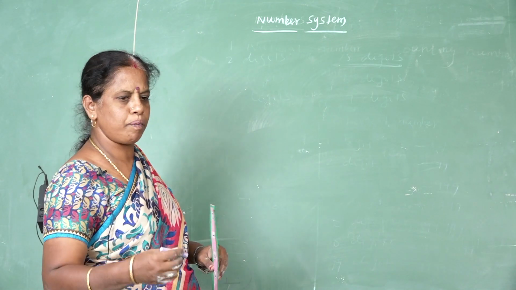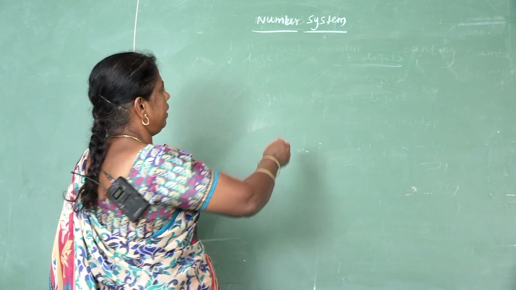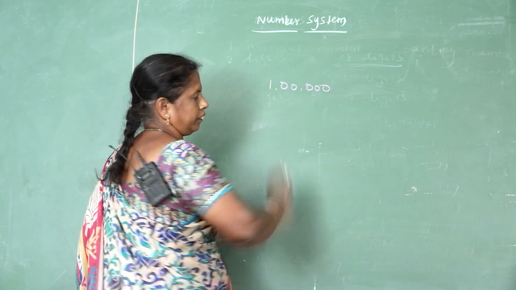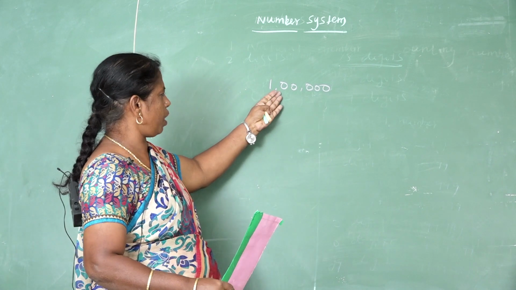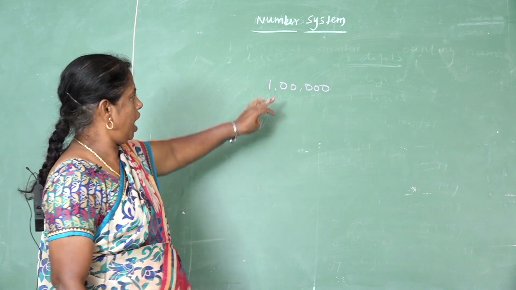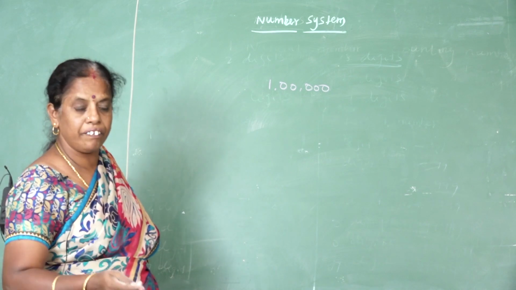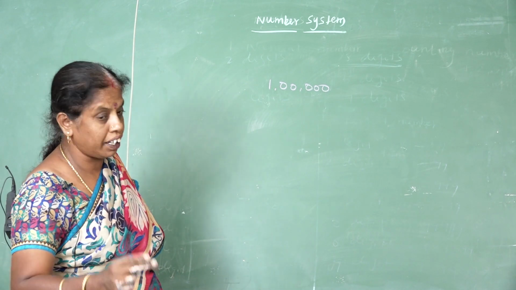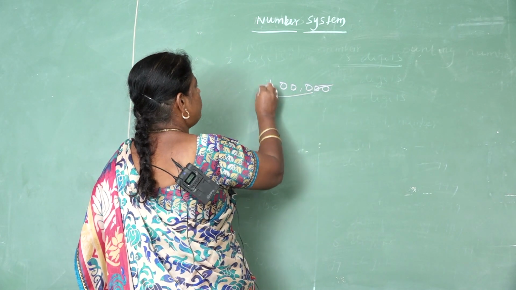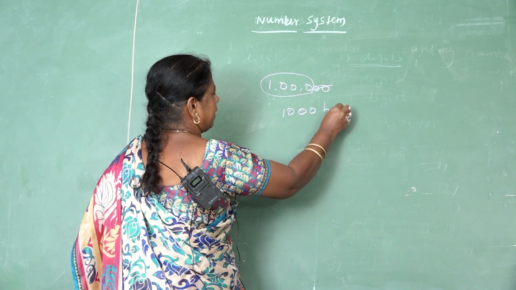So next, I ask some other question, boys. Are you ready? I write some number. How many hundreds are there in one lakh? Come on, boys. 100 has how many zeros? 2 zeros. So 2 zeros are cancelled. How many hundreds are there in one lakh? 1000 hundreds.